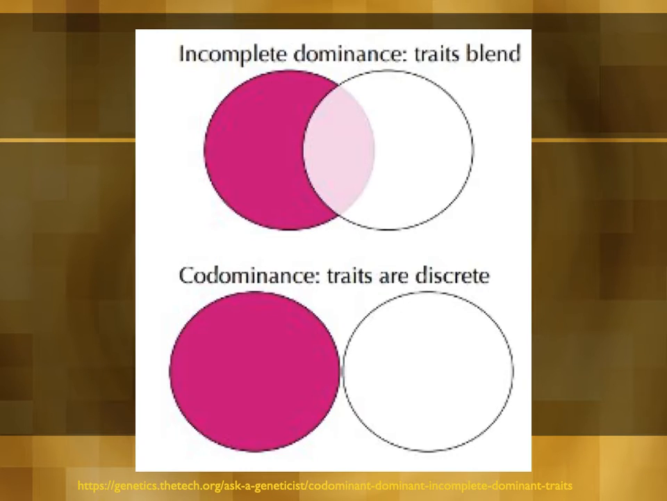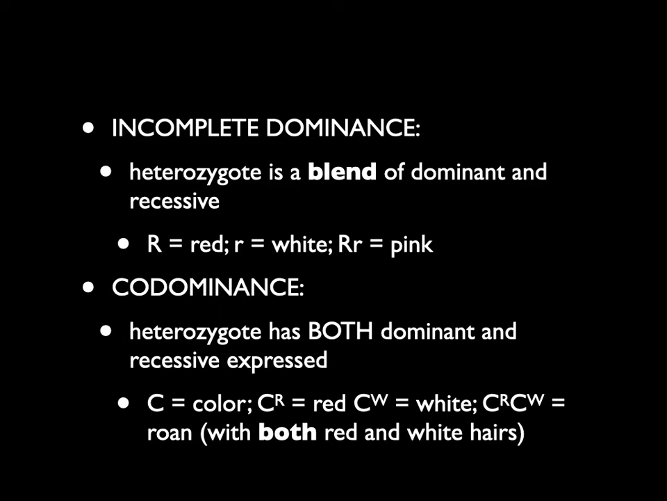The big thing I want you to know is that incomplete dominance is when the traits blend. I will probably use flowers, and you will have a blend of colors. So red and white make pink, red and yellow make orange, blue and yellow will get you green, something like that will be your key. In codominance, the traits will be discrete, where you get both red hair and white hair. The key one here is a roan.